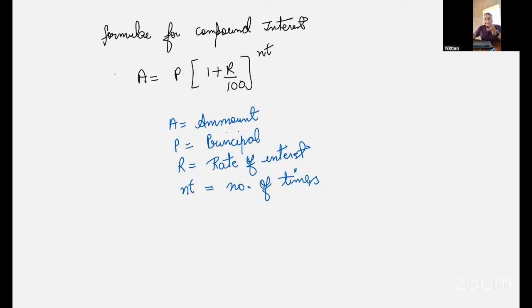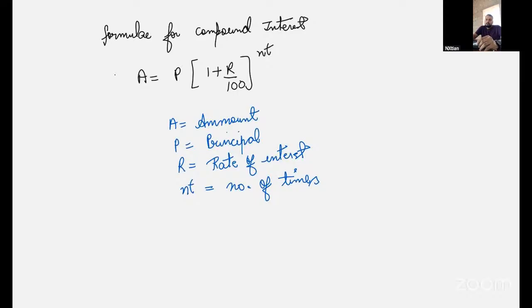Okay, so January, February, March, one quarter. April, May, June, second quarter. Then July, August, September, third quarter, and then October, November, December. So in 1 year, we will calculate 4 times. So what is the value of nt in that case? 4. Did you understand?